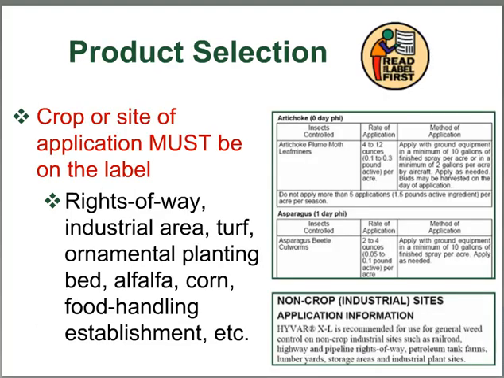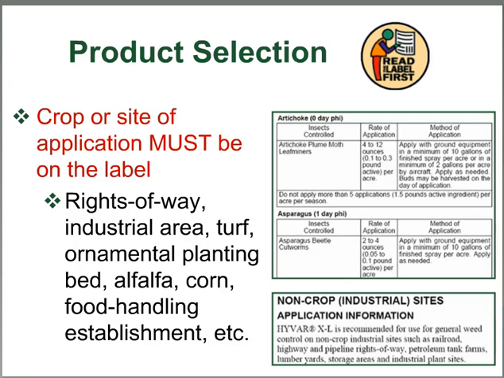Okay, so the pest has been identified, and you've decided that the best management option at the time is a pesticide application. So which product are you going to use? Look and read all the labels, and remember, the crop or site of the application must be on the label, but the specific pest does not. I'm going to repeat that. The crop or site of application must be on the label for the application to be legal.